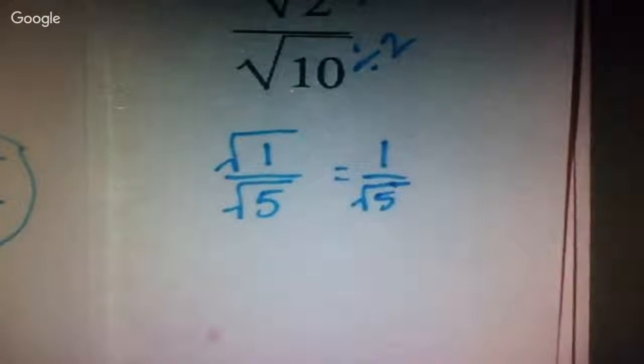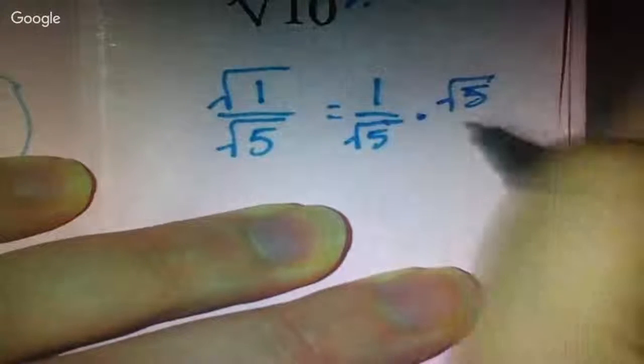Okay. Are any of these perfect squares yet? I mean, the top one is. Okay, so this can be 1 over the square root of 5. Square root of 1 is just 1. Okay, it is a perfect square. So now I'm still stuck with that square root in the bottom. So I still have to rationalize. So I multiply by the square root of 5 over the square root of 5.